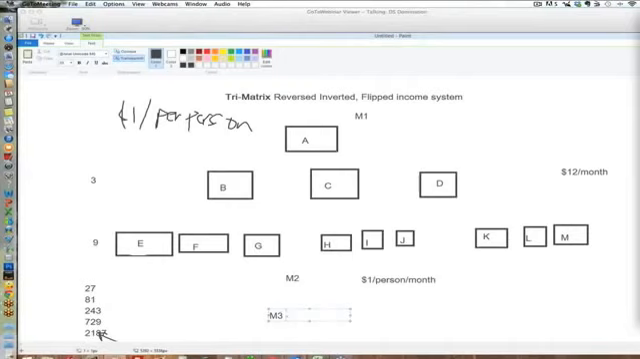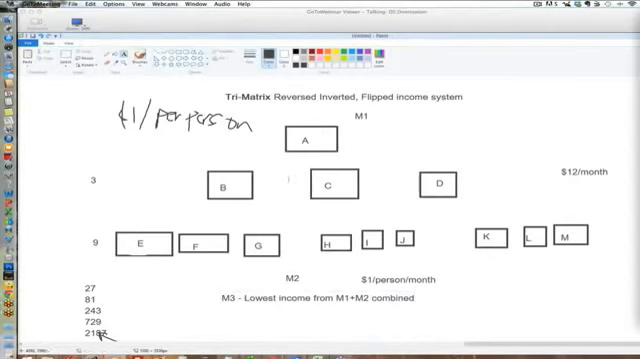What happens is in M3, we look at who are the people so far with the lowest income from M1 plus M2 combined. Who are the people in that order? And then we create a new matrix, the M3, in that ascending order. The lowest income goes first, and then people go down from there. Now the obvious question becomes, what does A then get for referring B?